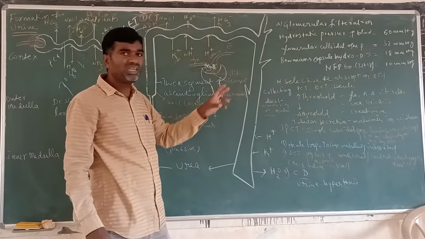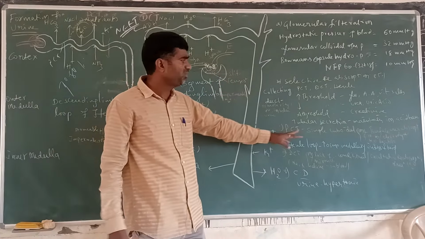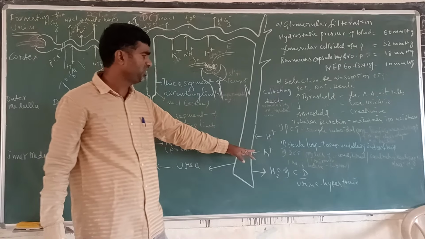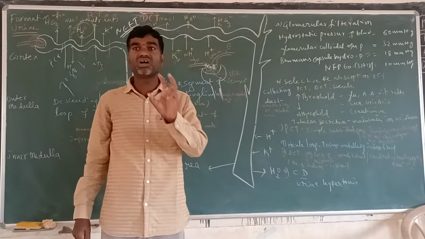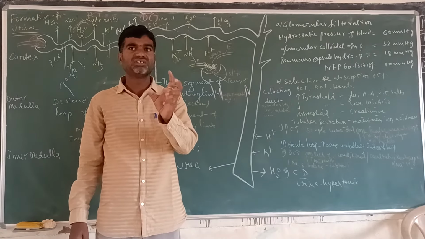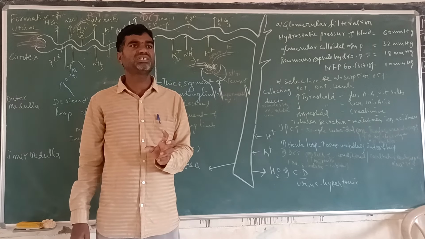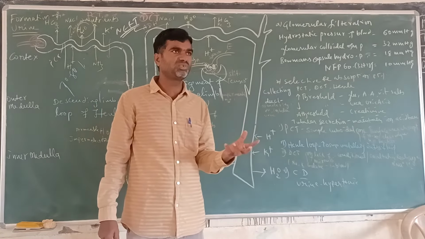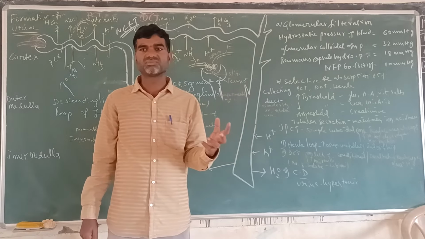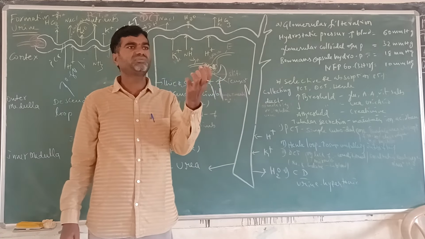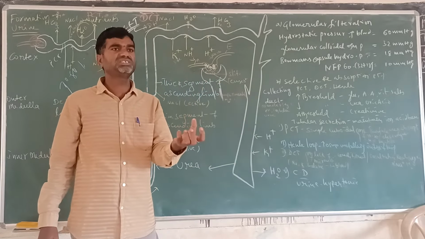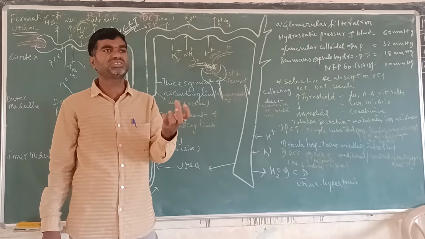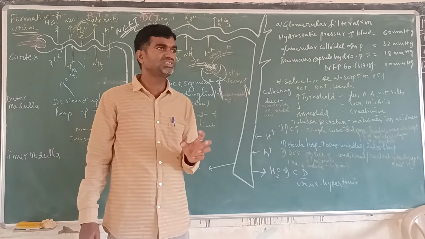So it's maintaining sodium and potassium ion and acid-base balance. The DCT does the balancing. Second, ADH, anti-diuretic hormone, vasopressin. If there is deficiency of that ADH or vasopressin, it causes diabetes insipidus disease.